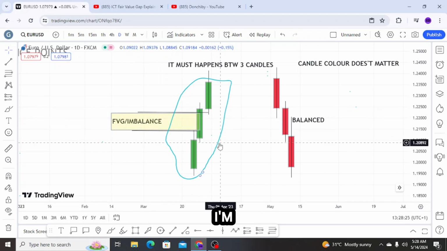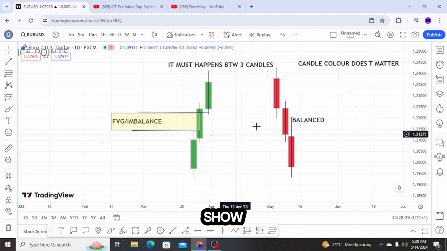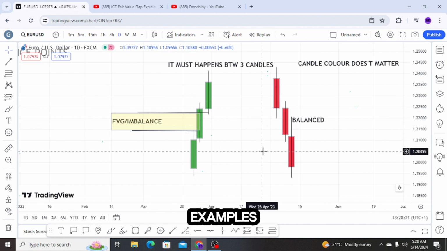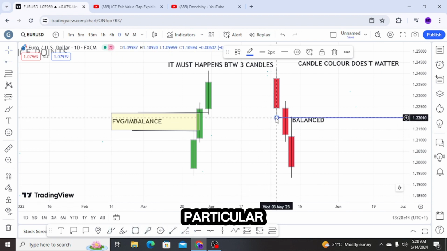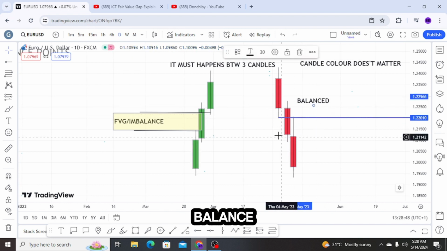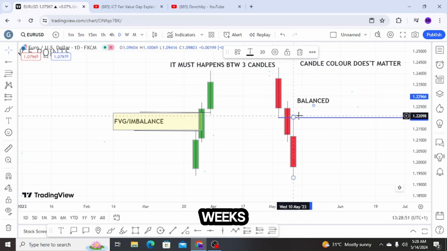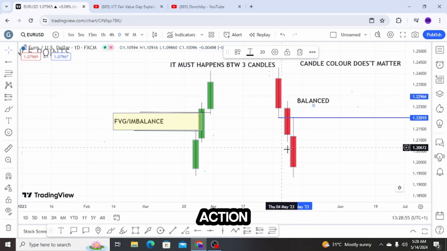All right, so I'm going to go to the chart to explain more and show you guys the practical examples of this thing happening on the chart. Every single day it happens. Now, like I said, if you bring your trend line, you can see that in this particular place, there is a balance range between these two weeks that makes this particular price action balanced.